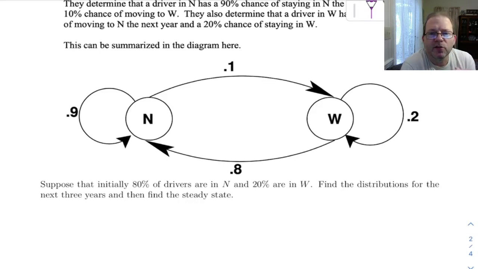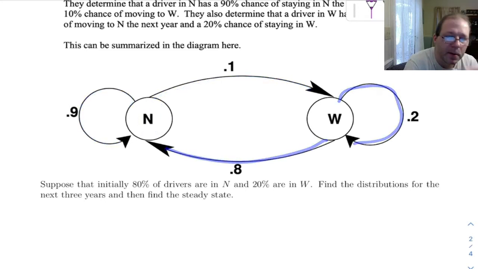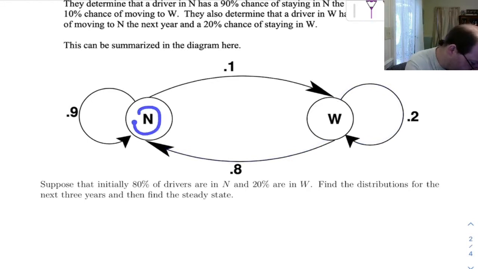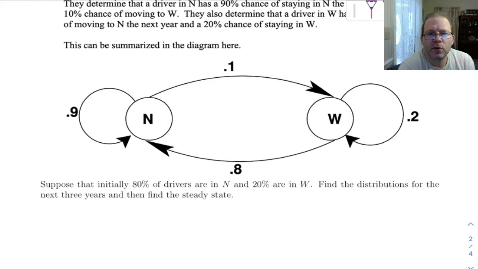Before we do that, let's look at this thing for a moment. Notice coming out of N, the totals are 100%, and coming out of W, the totals are 100%. But the totals going in can vary quite a bit. Notice how much is coming into N. Well, we've got 90% of these and 80% of these. And how many are coming into W? 20% of these and 10% of these. So you would expect over time for N to have a lot more people in it than W.